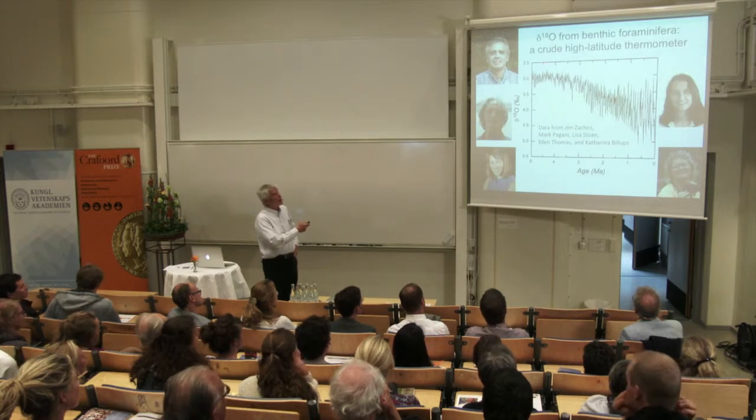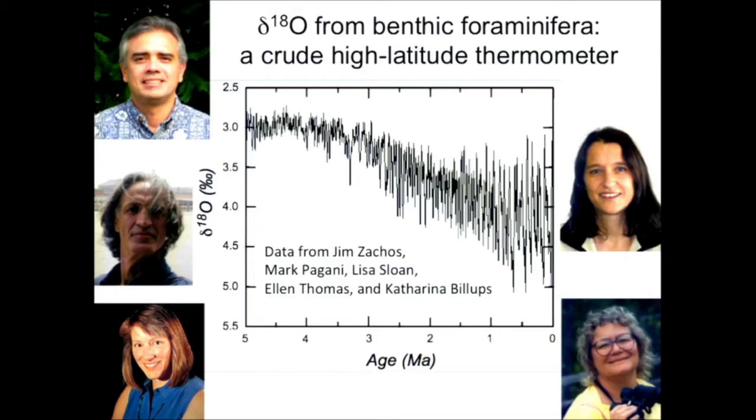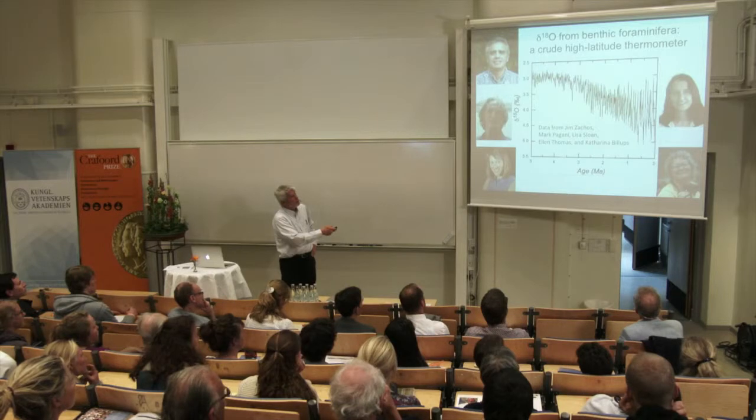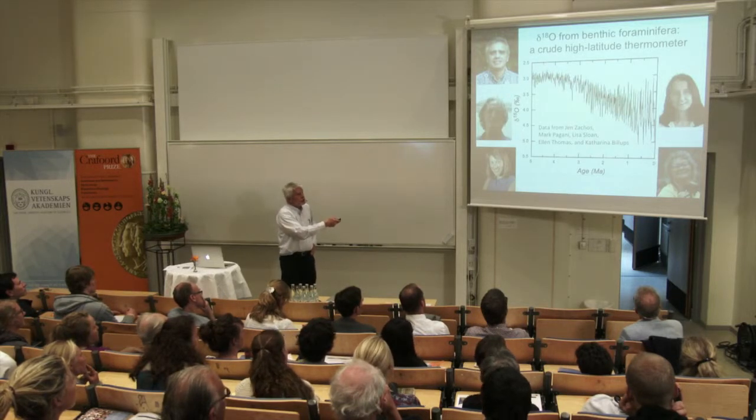And this is a well-known compilation by Jim Zachos and his colleagues. And what you see is this varies all through this last 5 million years. The present is here, 1, 2, 3, 4, 5 million years ago. At the present day we're way up here, but 20,000 years ago we were down here with the last ice age, and we've oscillated over the past couple of million years. We've had big ice ages since about 1 million years ago, but the first ice age actually was here at 2.7 million years ago.